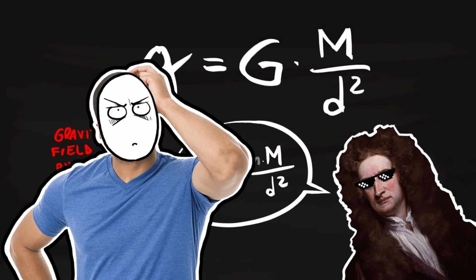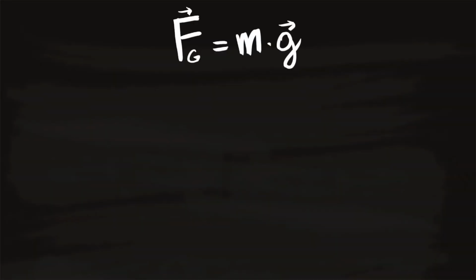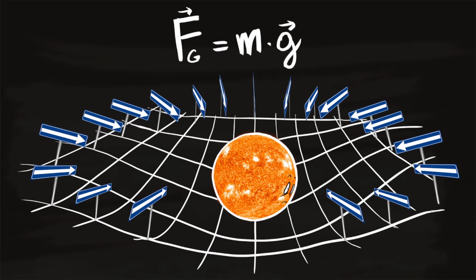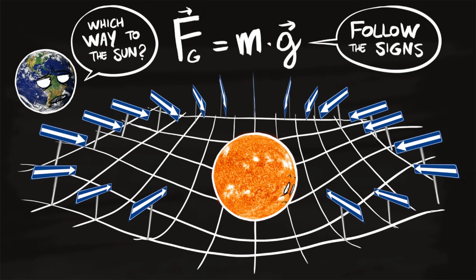Wait a second, Matteo. Go back a second, please. Matteo. What the hell is that? What? Guys, the gravitational field is a vector. Deal with it. We said that a field is a deformation of space. You must imagine that at each point in space there's a sign with an arrow pointing towards the center of the hole. So, if Earth passes by, it can simply ask, "Excuse me, which way to the sun?" And you can say, well, just follow the signs. Long story short, the gravitational field is telling you the direction and the sense of the gravitational force at each point in space. That's why it's written as a vector.